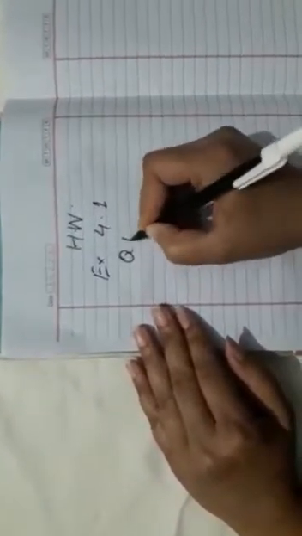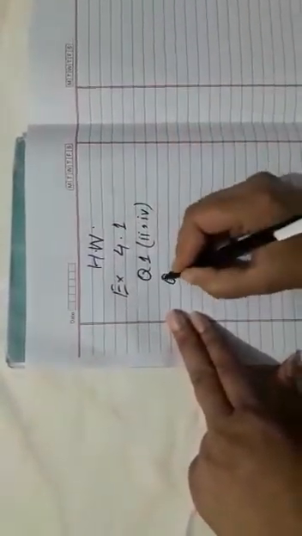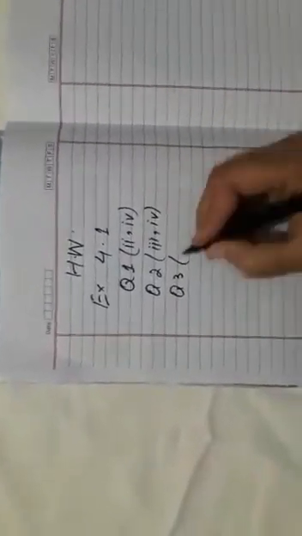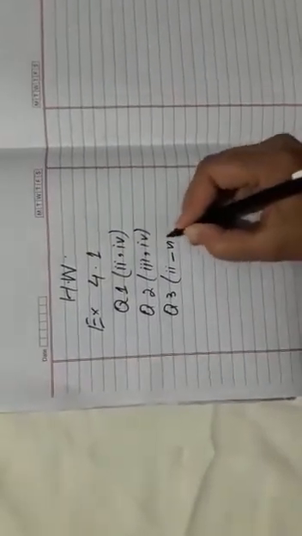That is the answer. Now I am giving you the homework. Your homework is exercise 4.1, question number 1, part number 2, 4, question number 2, part number 3, 4, and question number 3, part number 2 to 8. If any confusion, then ask me in the group.